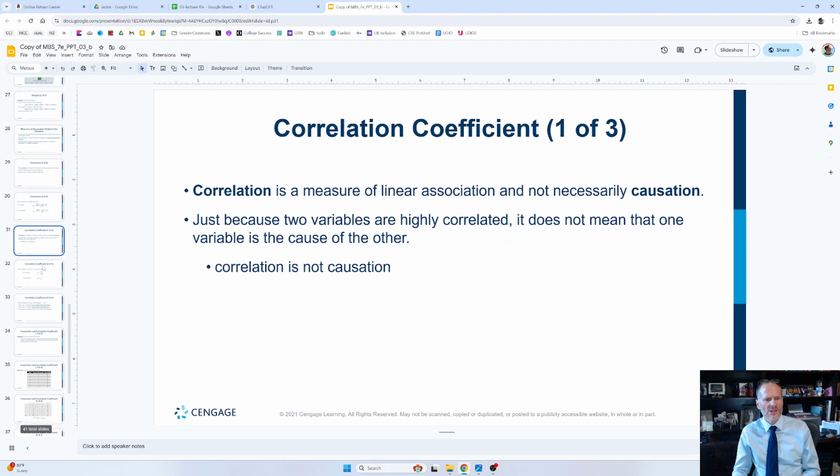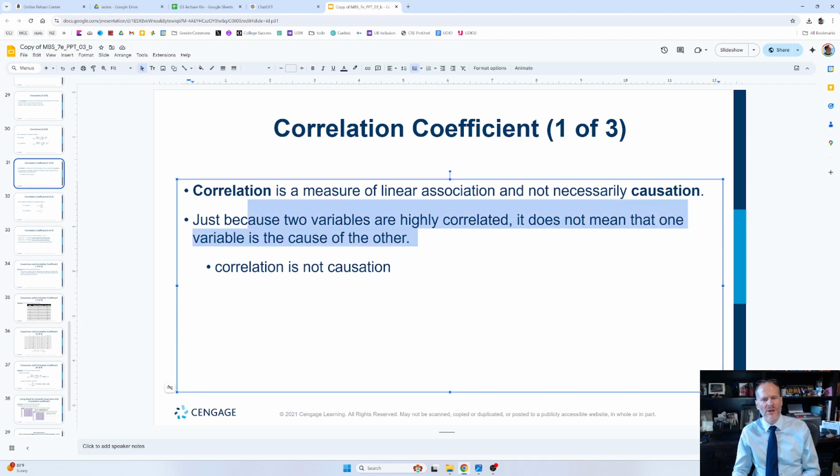And then we have the correlation coefficient. Correlation is a measure of linear association, not necessarily causation. Just because two variables are highly correlated does not mean that one variable is the cause of the other, right? So correlation is not causation.